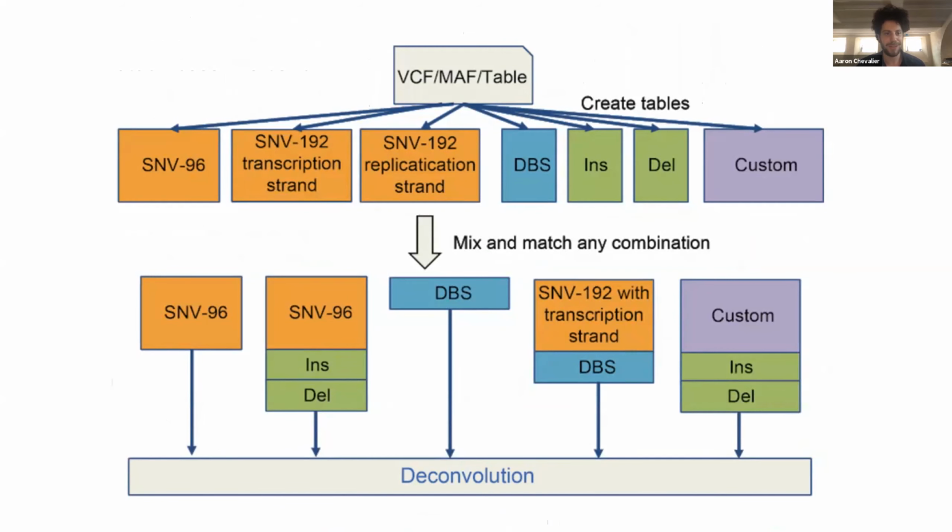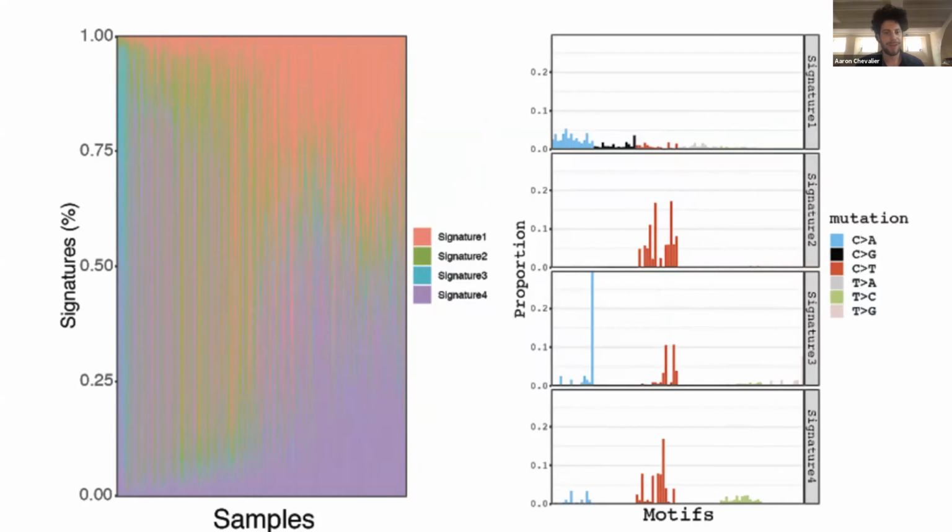So VCF MAF for table, we support SNVs, so single nucleotide variants, and we can also calculate transcription strand and replication strand, double base substitutions, insertions, deletions, and also any custom annotation you may have on a region in the genome on a mutation. And we can also mix and match these and perform deconvolution for any kind of custom analysis you might want to do.